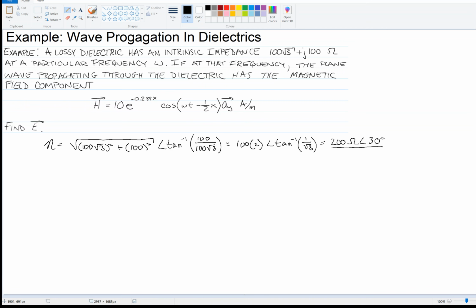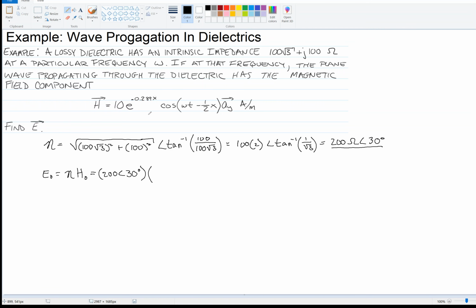All we've done here is put our intrinsic impedance, which was given in rectangular form, into polar form: 200 ohms, angle 30 degrees. So why did we do that? Well, we know that E0 of the electric field, which is the amplitude and the phase, is eta times H0. So we're just going to multiply complex numbers. This is 200 angle 30 degrees times H0.